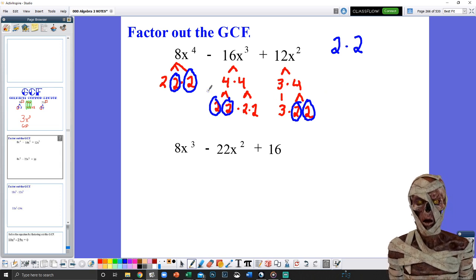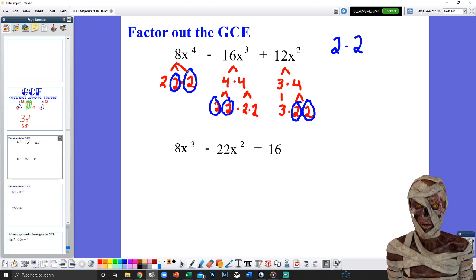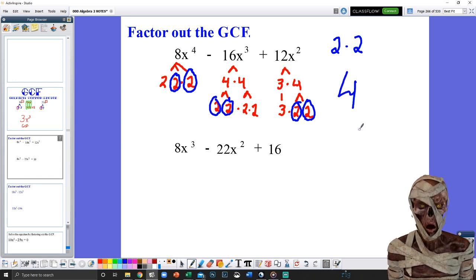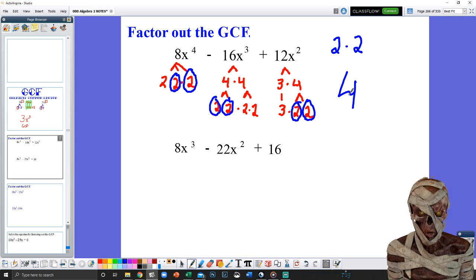Great job. So this has a 2, this has 2's, but that one does not. This has a 3, but those do not. So they have nothing else in common. All I have is 2 by 2. So that would give me 4 if I multiplied them together. So since 2 times 2 is 4, 4 is the number part of my GCF.